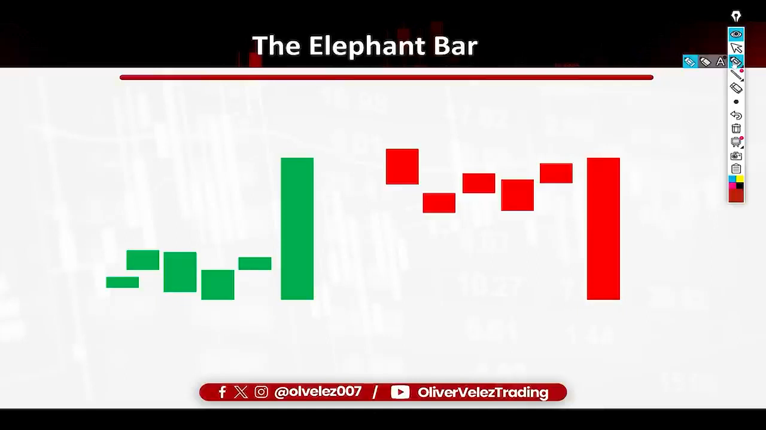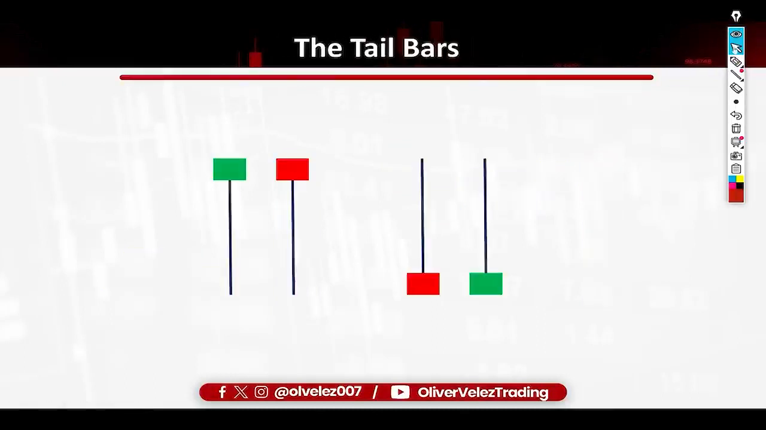So elephant bars have a follow through rate of 70%, which means that 7 times out of every 10 times, you should get money. You should get more green. If you enter the bull elephant, there's more green to be had 7 times out of every 10. If you enter the red elephant, there's more downside to be had 7 times out of every 10. That's important.